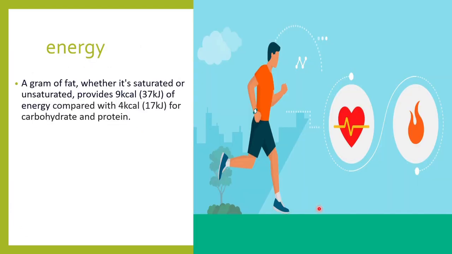I've told you it's an important source of energy. 1 gram of fat, whether it is saturated or unsaturated, provides around 9 kilocalories of energy compared to 1 gram of carbohydrate or protein, which will provide you around 4 kilocalories or 17 kilojoules of energy. So it's an important source of energy when you're running, walking, etc. You get the energy from these sources of fat. So fat becomes a very important source of energy.